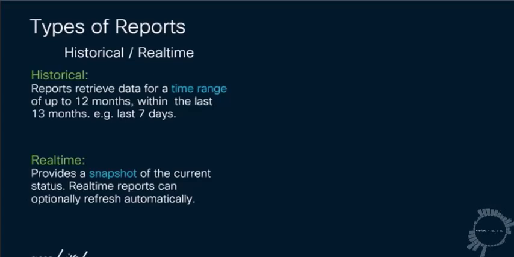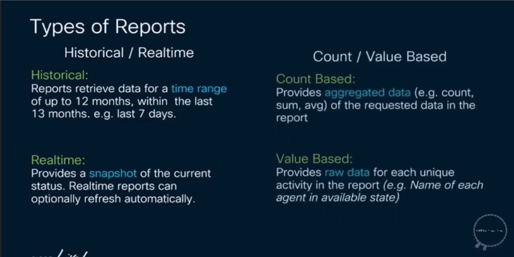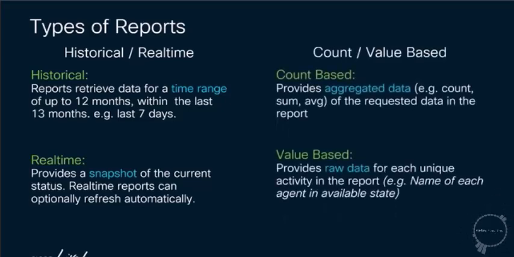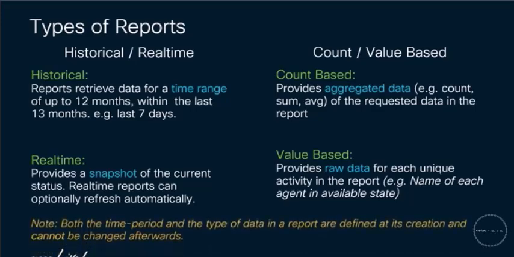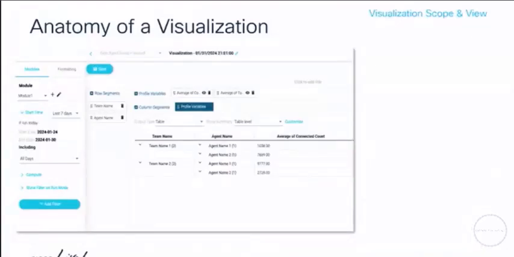From a real-time perspective, we can set things like interval, how long back in the day we want to look back, and then how often we want to refresh those. And then like we talked about, when we create this report, it's very important we need to choose, is it going to be a count-based report, or is this going to be a value-based report? And again, just to emphasize, these are defined at report creation time, and they cannot be changed afterwards. If you needed to change them, you would need to go back and create a new report.